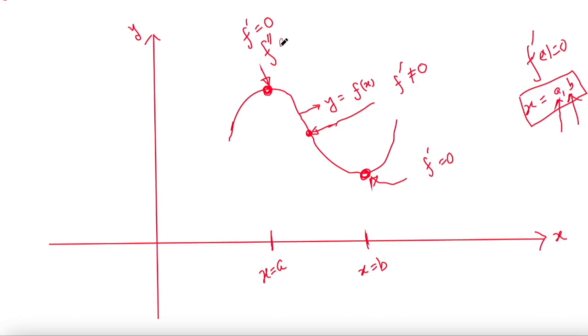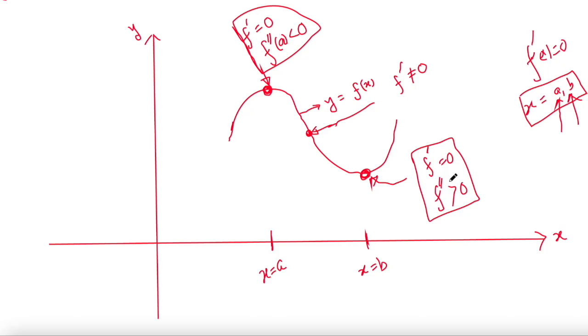If the second derivative at a is negative, then there is a maximum point. So the condition for a maximum point is: first derivative is 0, second derivative is negative. And if the first derivative is 0 and the second derivative is positive, then the point is a minimum point. These are the mathematical conditions for a minimum point, and these are the mathematical conditions for a maximum point.